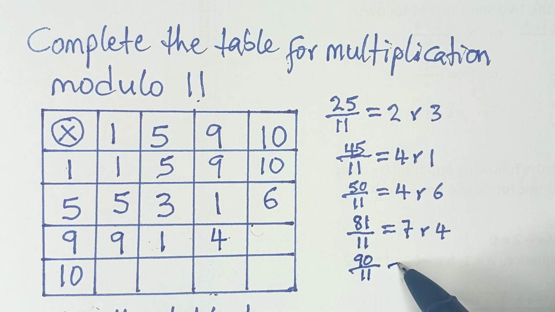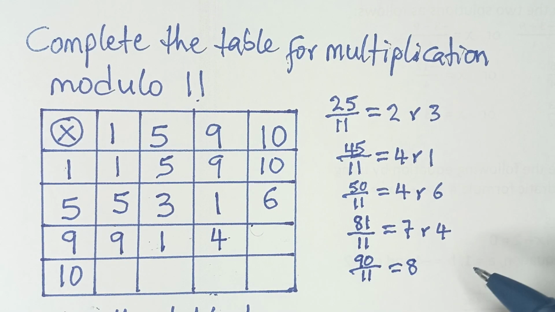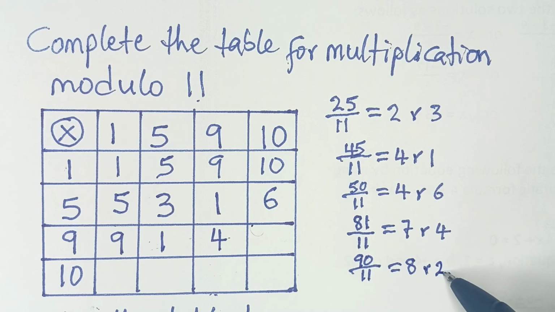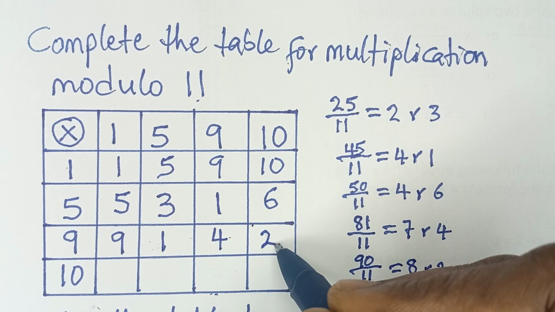90 divided by 11 will give us 8 times, because 11 times 8 is 88. So when we subtract 88 from 90, it's going to give us 2. So remainder 2. So the remainder 2 is what we are going to write down.